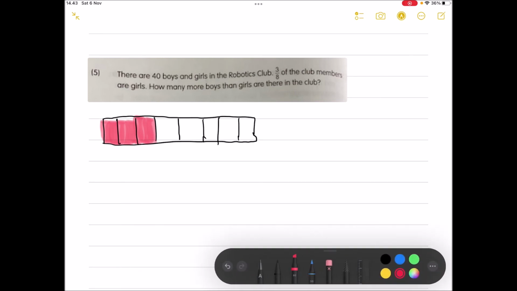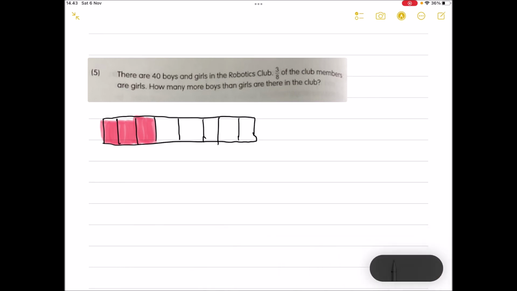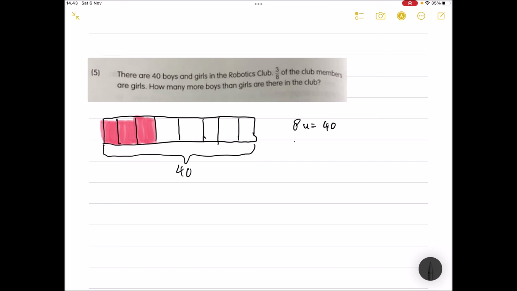And then remember that the information is not finished. We still have to put the information of 40 boys and girls. But we know that it is all of them, 40. So how many more boys than girls are there in the club? Well, first thing first, we know that 8 units is equal to 40 people. So 1 unit will be equal to 5.